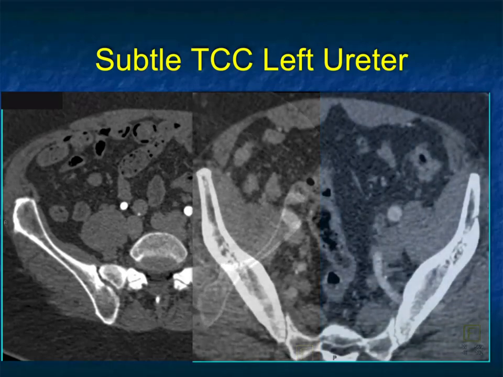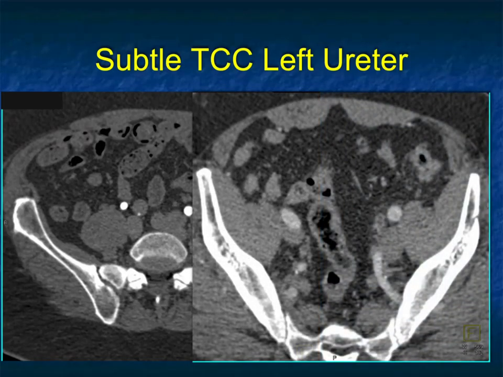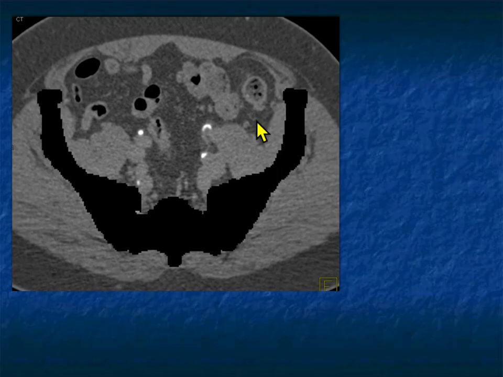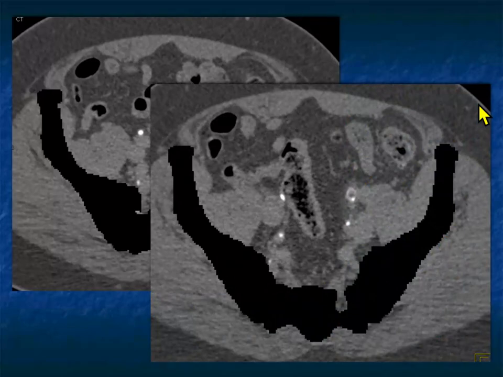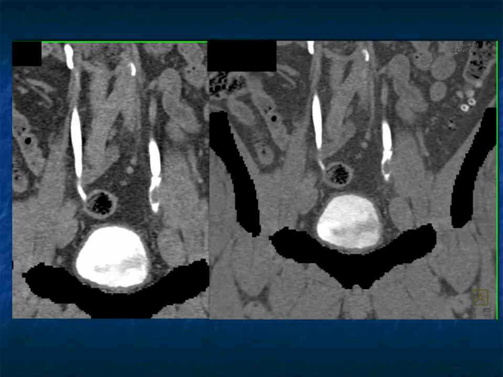Another example, dilated ureter maybe on the left side, or is it normal? You keep scanning downward, and there's the left ureter, but it's like a semicircle. What's going on there? Now you see a filling defect like the first case I showed you, kind of that donut appearance. And there it is. You picked up a 15 millimeter TCC of the ureter. You can resect it and cure the patient.